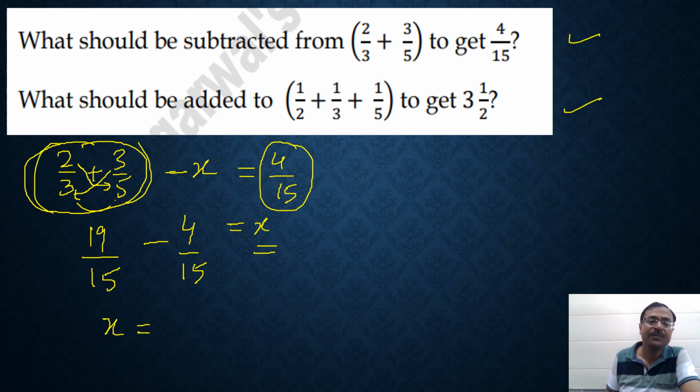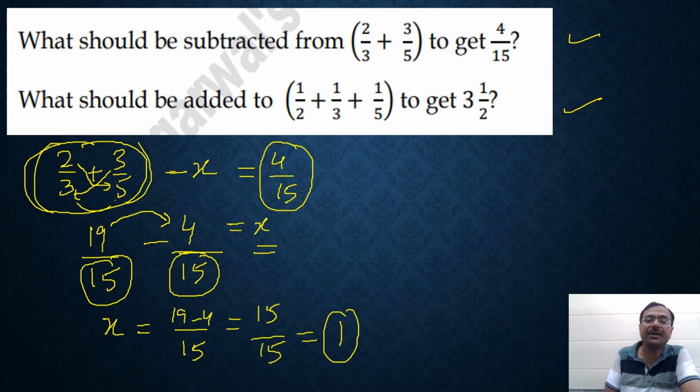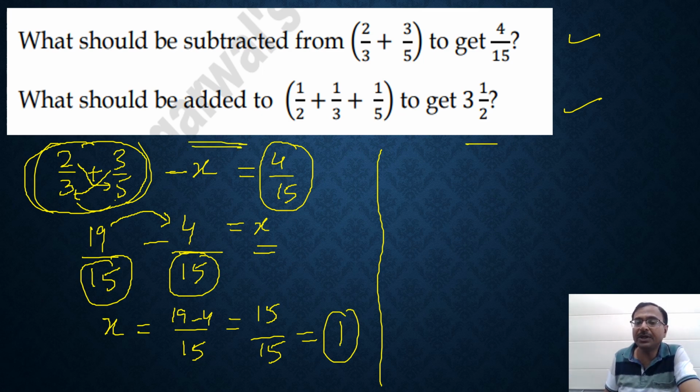So the value of x will be, obviously now the denominators are like denominators, so they are like fractions. So you don't need to do anything. Just subtract the numerators, 19 minus 4, and take the denominator as 15. 19 minus 4 is 15, so 15 upon 15 becomes 1. So 1 is to be subtracted from 2/3 plus 3/5 to get 4 by 15. Likewise, if the question says what should be added to, then you need to take this first, 3.5, and subtract whatever is given in the bracket first, like this.